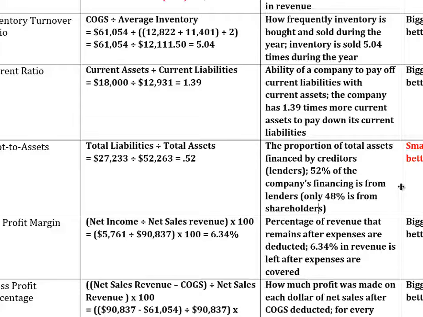So if you're going to have to borrow more than you can bring to the party, so to speak, or you're getting from your shareholders, you're going to be racking up more debt. So in this case, your debt to asset ratio, smaller is better.